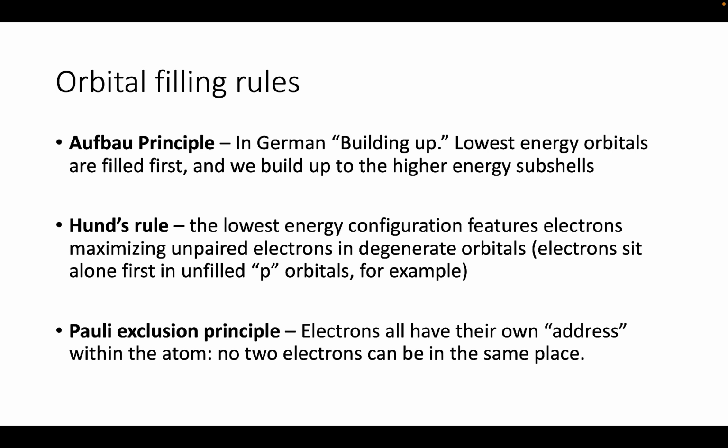And then finally is one that we've talked about already. Electrons all have their own address. No two electrons can be in the same place. No two electrons can have the same set of quantum numbers.